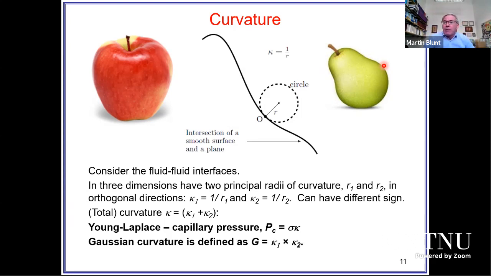So, very interesting. Why would we want to look at curvature? Well, the first reason is, if you know the Young-Laplace equation, curvature is proportional to capillary pressure, the pressure difference between the phases. So the interfacial tension times the total curvature will give you the capillary pressure. So that's sort of useful. But you can also define a Gaussian curvature, which is the product of those 2 curvatures. You might say, okay, well, you can define it, but so what?